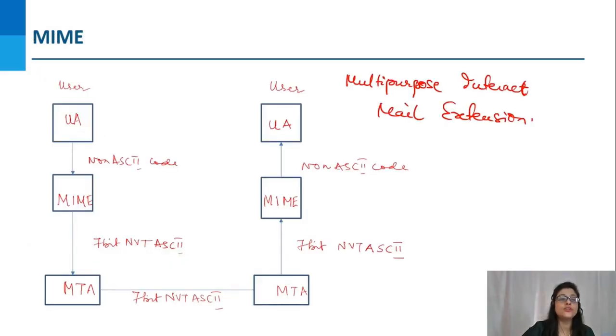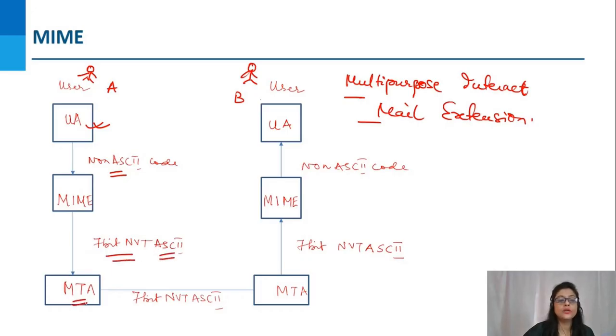Let's now turn our attention to MIME, which is Multipurpose Internet Mail Extension. The block diagram representation shows that we have the user here at site A and again a user here at site B. It is connected to the user agent. The user agent can handle only ASCII, so MIME is mainly responsible for handling non-ASCII code. The non-ASCII code goes to the MIME protocol, and MIME converts it to 7-bit NVT ASCII.